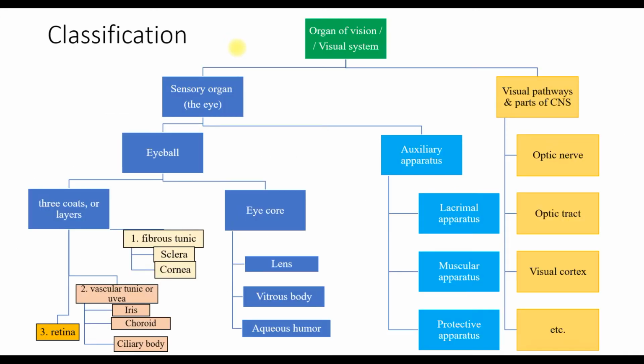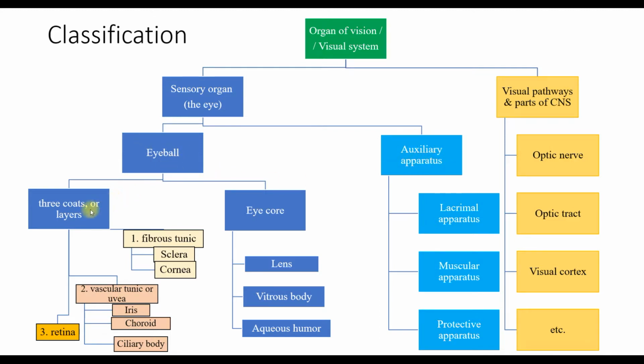The eye, as all other organs, has a huge classification. The organ of vision consists of two main parts. There is the sensory or somatic part, which is the eye, and the visual pathway, or part of the central nervous system, which consists of the optic nerve, optic tract, the visual cortex, etc. And the sensory organ consists of the eyeball and auxiliary apparatus.